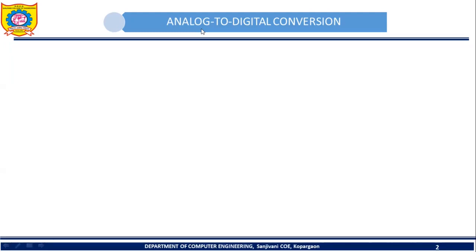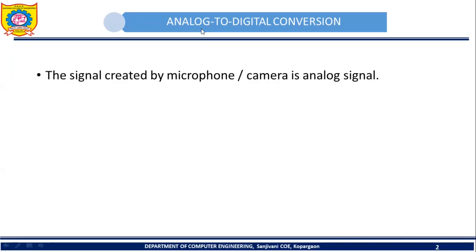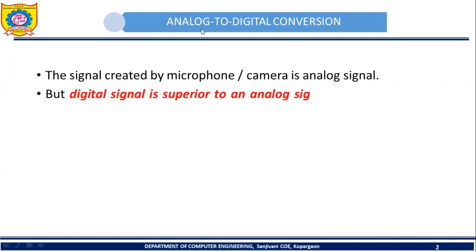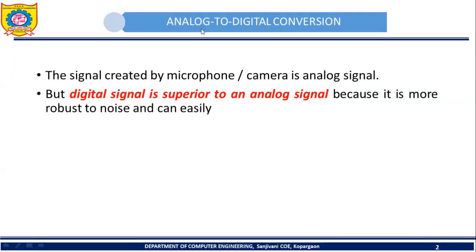So let's start. In today's world, there are many devices which are generating analog signals. For example, the signal generated by a microphone is analog in nature. The signal generated by a camera is also an analog signal. But there is one problem. What is that problem? Digital signal is superior to analog signal. Why? Simple, because digital signal is robust to noise.